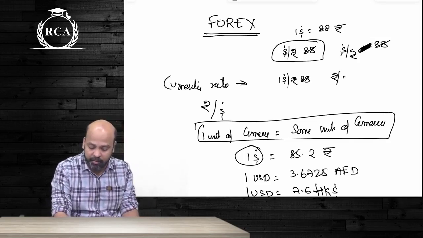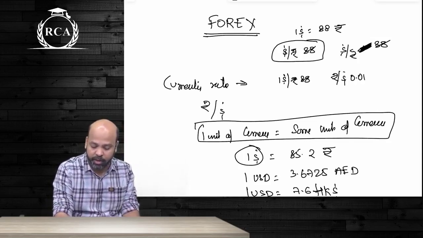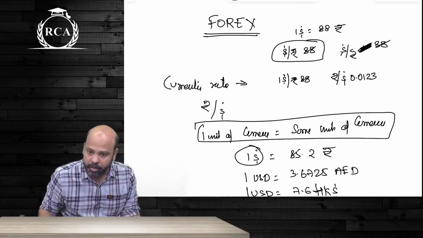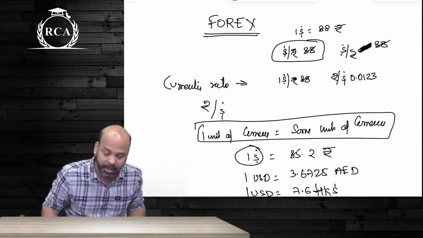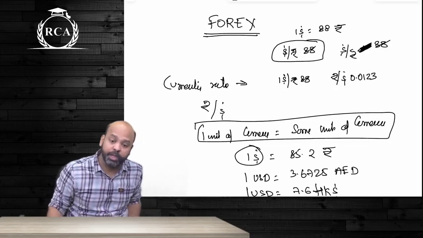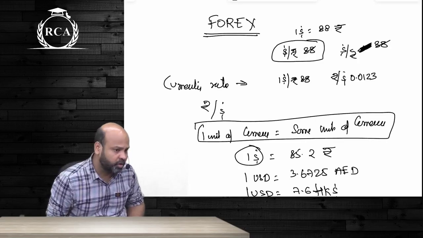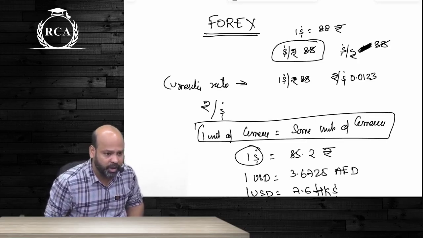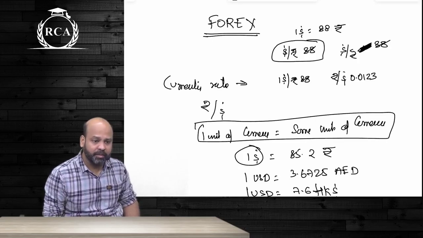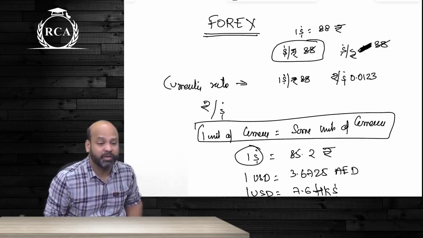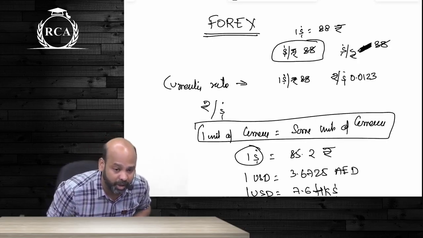Other way, if they give rupee by dollar, I say 0.0123, guys. This does not mean that $1 will buy you 0.0123 rupees. You will have to go by the prevailing quotes. Obviously, which one is a stronger currency? Dollar is a stronger currency. Is the quote less than 1 or more than 1? Less than 1, guys. That means 1 rupee is going to buy you a lesser number of dollars. $1 will not buy you a lesser number of rupees.